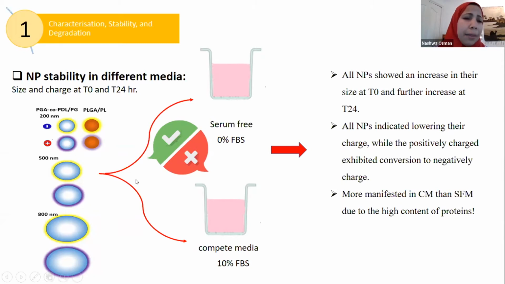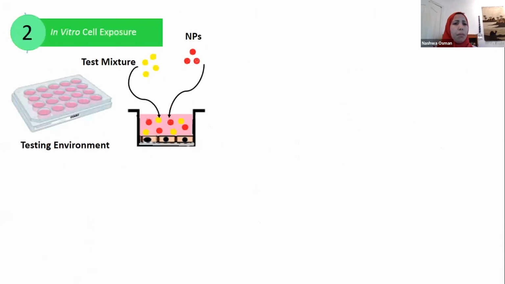Literally, a handful of papers mention the stability of nanoparticles in different media that I was able to relate to and use as references to compare in my discussion. But hopefully it will become a common practice to study the stability in different media before we add them to cell methods. When we do the in vitro cell exposure, for example, this is our testing environment.